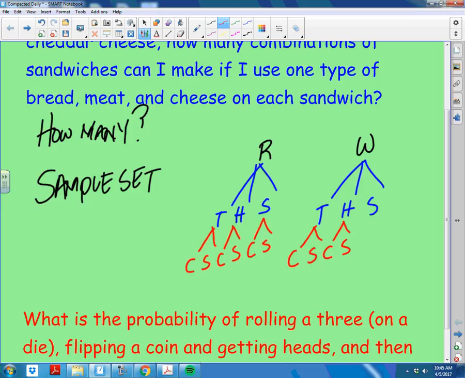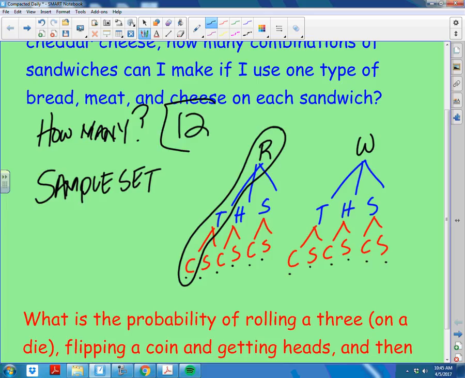Yeah, you can, and I'll show you a couple different ways. But basically what it means is one sandwich is rye, turkey, and cheddar. One is rye, turkey, and Swiss, and so on and so on. What you end up with are 1, 2, 3, 4, 5, 6, 7, 8, 9, 10, 11, 12. There are 12 different combinations.